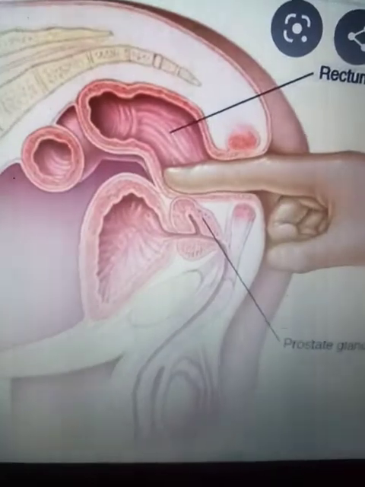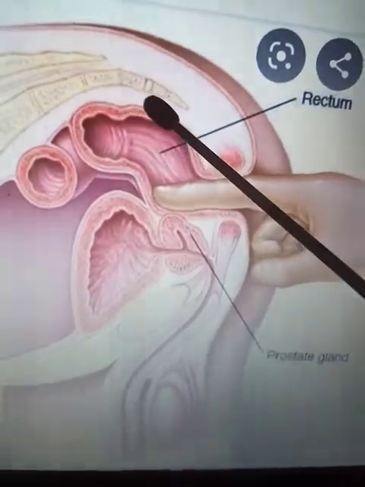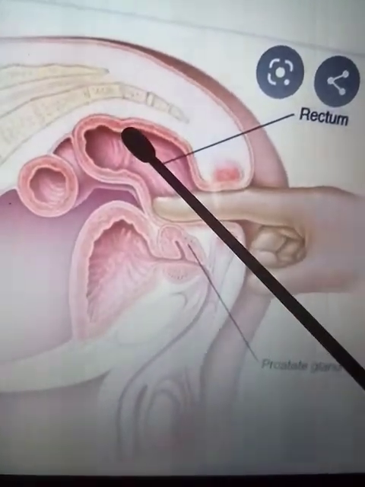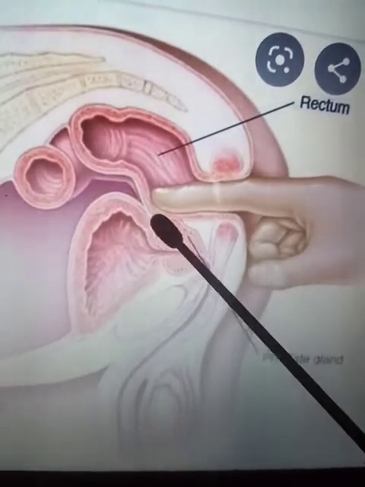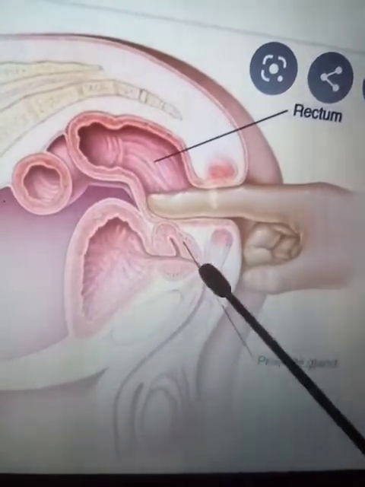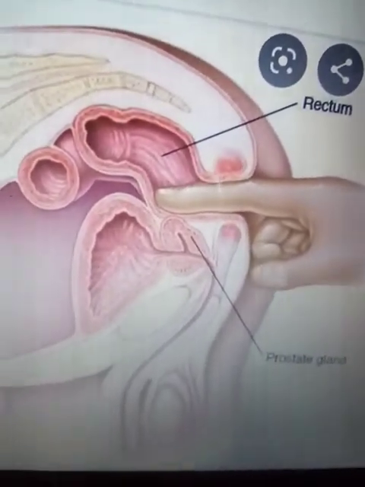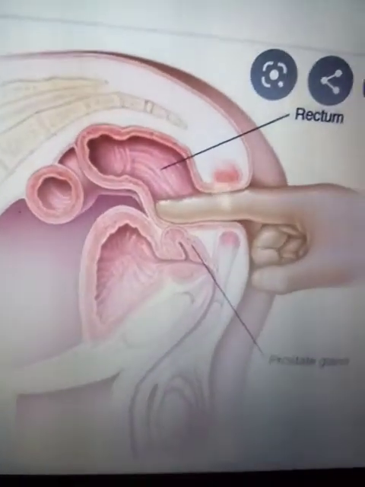Then in another diagram you can see the fascia of Waldeyer between the sacrum and the rectum. Then you have the fascia of Denonvilliers present between the prostate and the rectum. These are the various supports of the rectum.